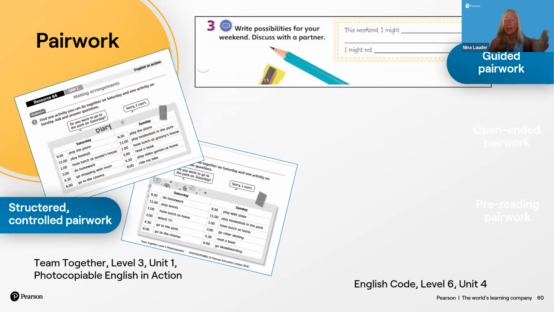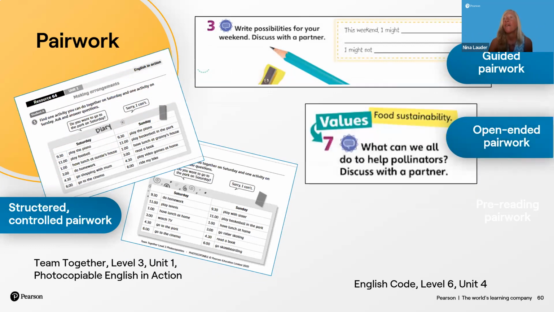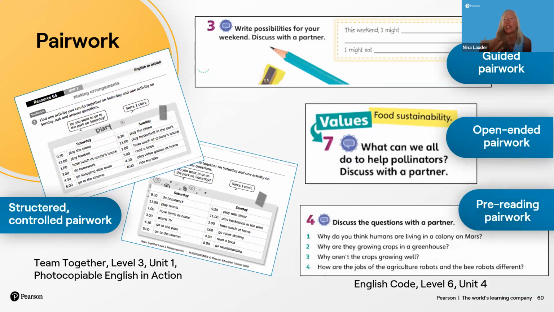I might do this, I might not. They can share their ideas, values. We're looking at global goals like food, sustainability, and then discussion questions. So these are obviously for students who are a bit older, but just showing how pair work can be done in different ways. Always allow them time to think of their answers before they have to actually work in the pairs.